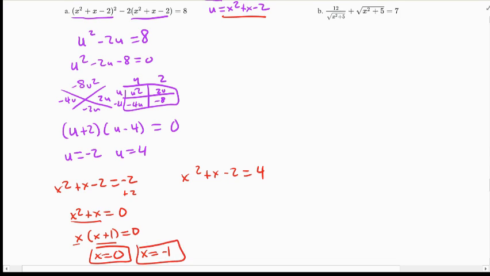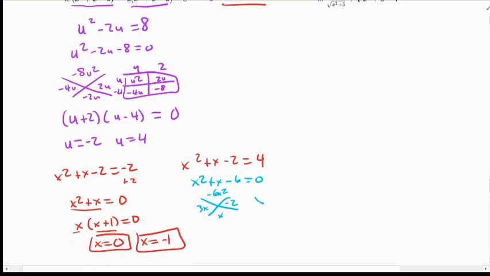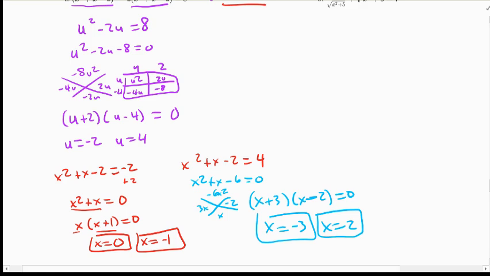Now, the second one here, I'll do in blue this time. Then I'm going to do x squared plus x, subtract 4 from both sides to get here. Factor to get 3x. Okay, I'm going to skip this here. And now I get x equals negative 3 and x equals positive 2. And so I get 4 answers on this problem: x equals 0, x equals negative 1, x equals negative 3, and x equals 2.